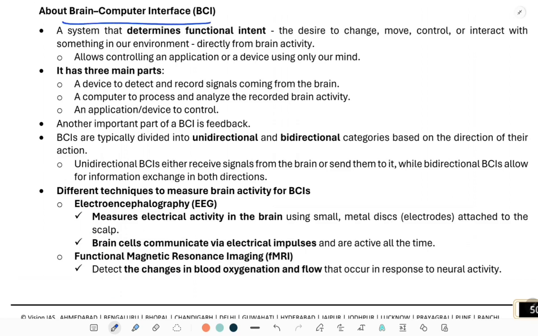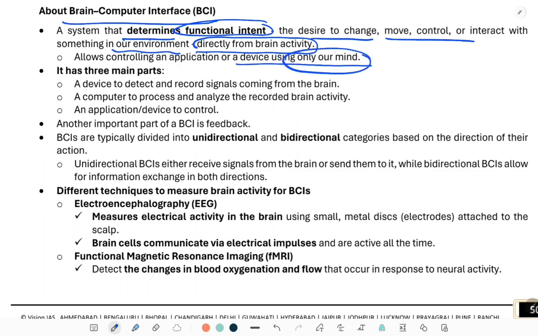A brain-computer interface, BCI, is a system that determines functional intent, the desire to change, move, control, or interact with something in our environment directly from the brain activity, and allows controlling an application or a device using only our mind.